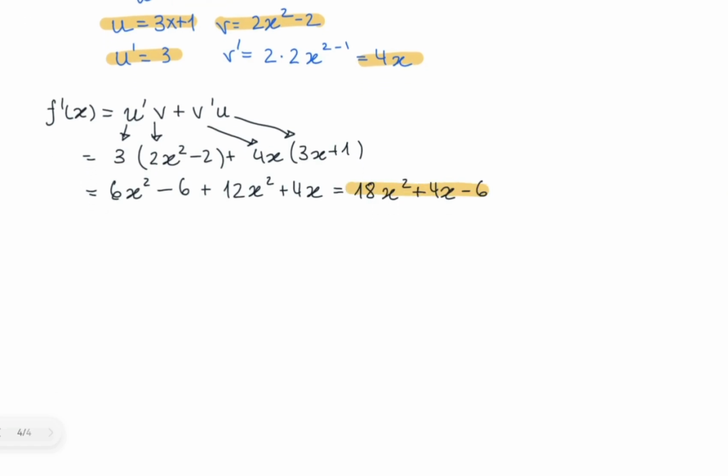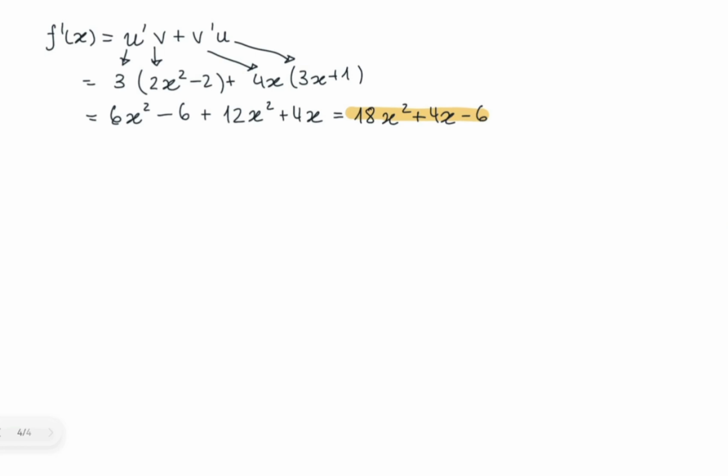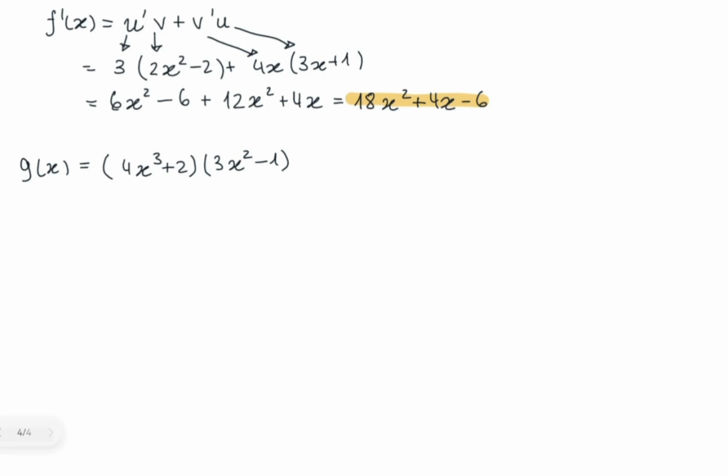Now, let's do one more example just to make sure you understand the concept. Let's say g of x is (4x cubed plus 2)(3x squared minus 1). As we mentioned, we take the first one to be u and second one to be v. And now why do we use the product rule? Because they are both multiplied by each other. If they weren't multiplied, if they were over each other, for example, we would use another rule. Now, our product rule says the answer will be u prime v plus v prime u.